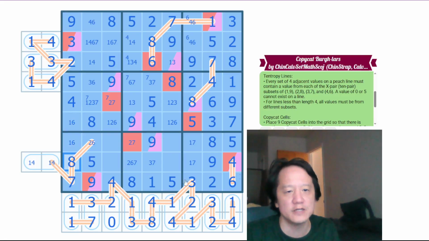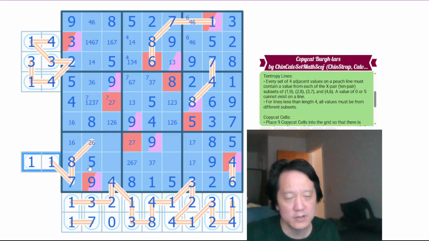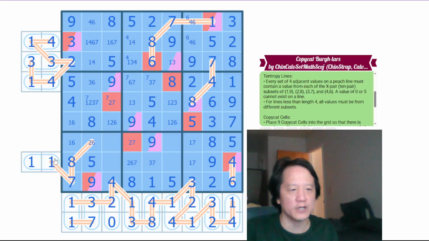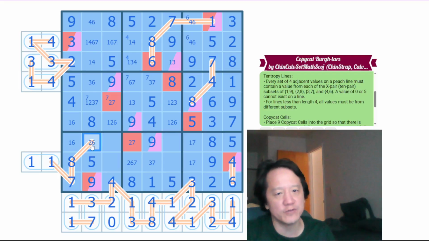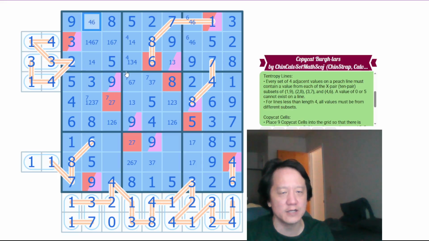So this is 8. 8 plus 3 adds up to 11. And therefore, this can't be 2. Can't be, we don't have 1, 9, 2, 8, 3, 7 available. This must be 4, 6. Can't be 4 because of 4 in the box, so that's 6, which makes this 1, which makes that 6. 6 eliminates 6 here, so it's 3, and eliminates 6 here, so it's 4.